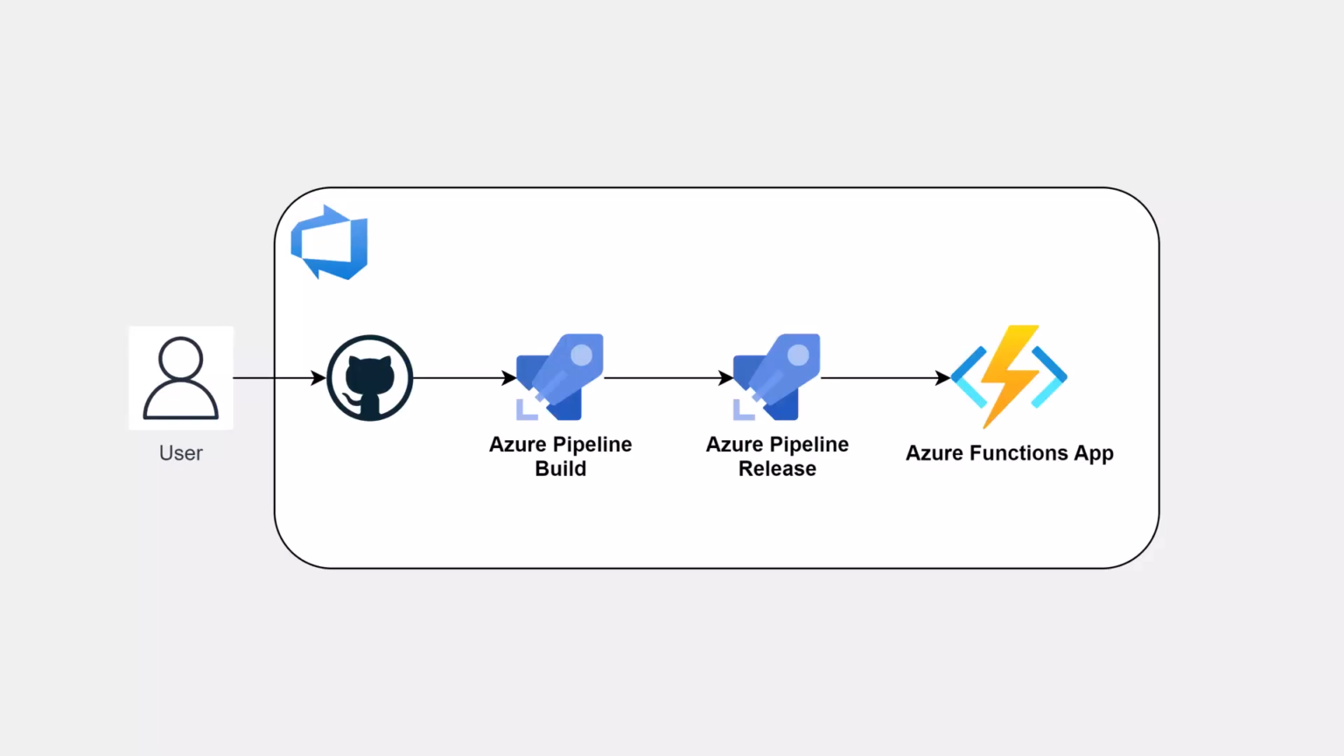Similarly, in Azure by Microsoft, the user pushes the code to GitHub. Azure Pipeline Build is used to build the code, and once the build is successful, it's forwarded to Azure Pipeline Release, which deploys using the help of the Azure Functions app.